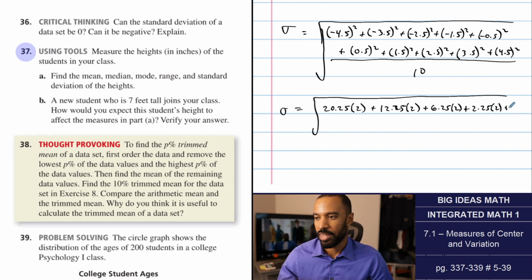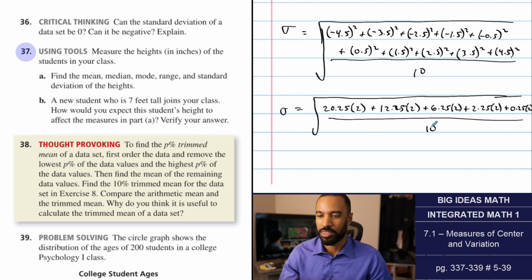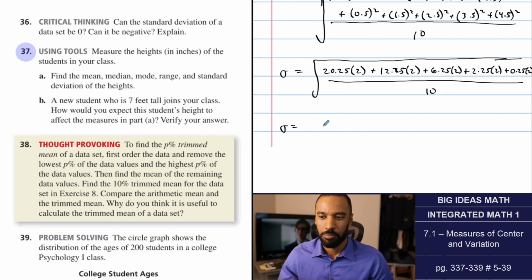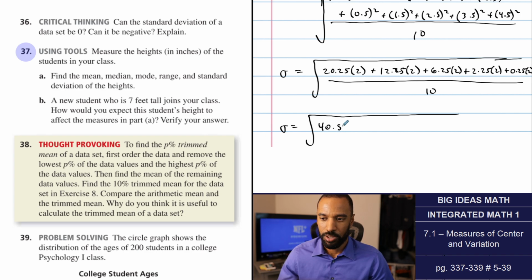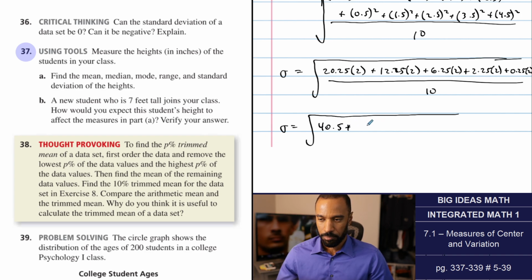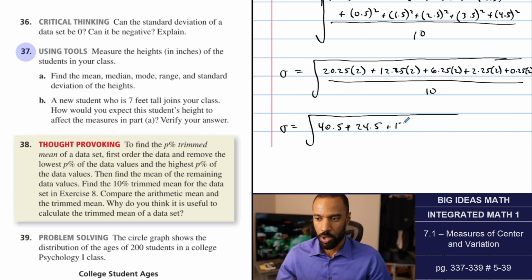2.25 doubled. And then 0.5 squared is 0.25 and doubled. Just barely fits, and divide that by 10. I'm going to try this in my head until the square root part. This is 40.5 plus 24.5. A lot of 0.5s here. Plus 12.5 plus 4.5 plus 0.5 all over 10.